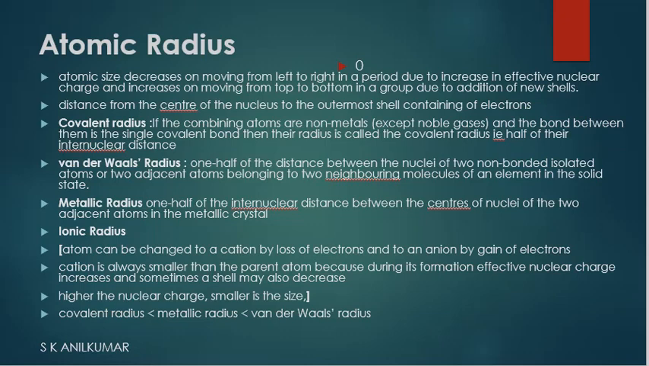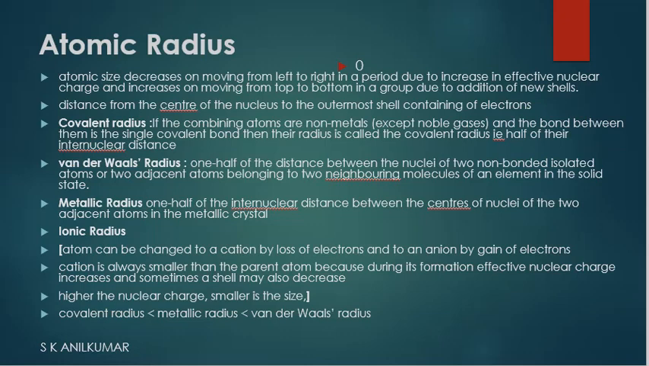Then we have the van der Waals radius. What is that? It is one half of the distance between the nuclei of two non-bonded isolated atoms. If they are in a covalent bond, it's half the distance between two nuclei. If it is van der Waals, it is not bonded but an isolated, adjacent atom belonging to two neighboring molecules of an element. They should be neighbors, not far away atoms. Then the distance between the two nuclei divided by 2 is the van der Waals radius.